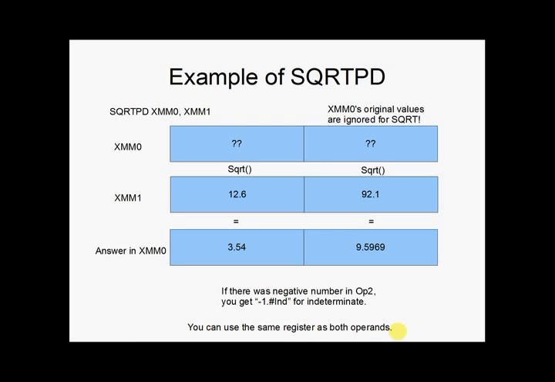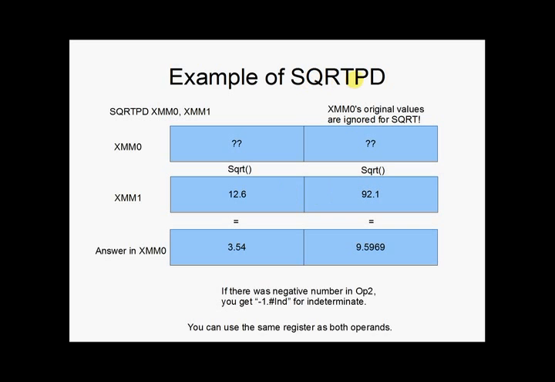Also, obviously you can use the same register as both operands. So if this first register here happened to be XMM1 as well, all that would happen is instead of 12.6 and 92.1 being placed into XMM0, we'd actually get those two answers in XMM1. So these two elements would be overwritten with the square root of whatever happens to be in them at the time.